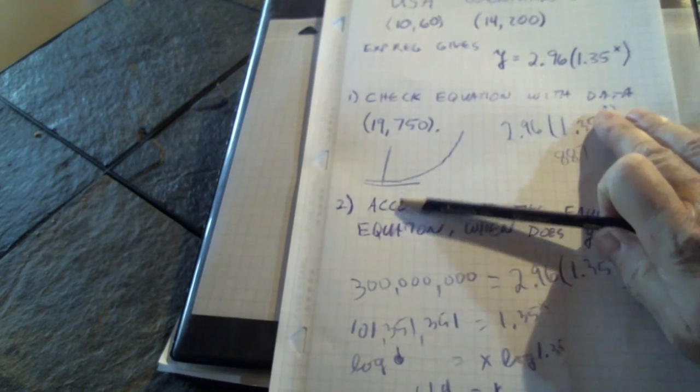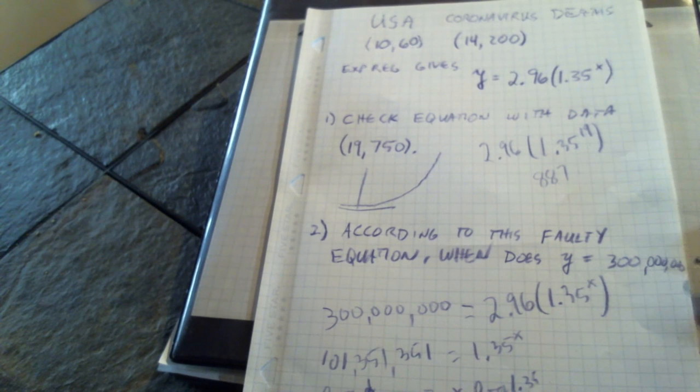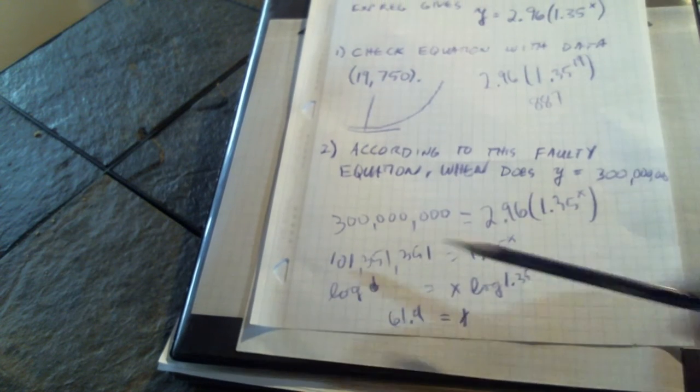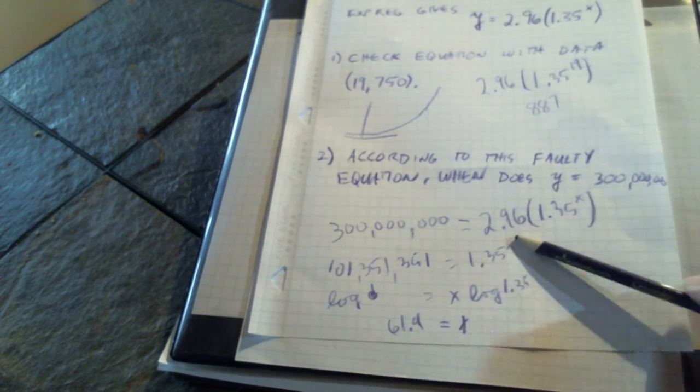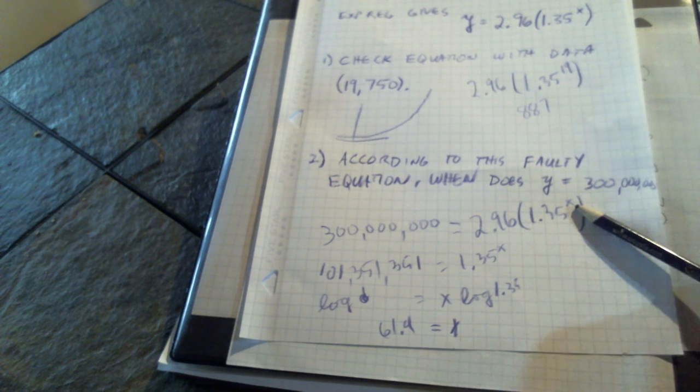All right, so according to this crappy model, though, let's just pretend we're using this model. When do we have 300 million dead? Which is a terrible thing to ask, but you get a surprising answer. Let's do the math for 300 million dead. So you have 300 million dead, 2.96 times 1.35 to the x, and you're solving for x. How do you know what to do? Well, x is in the exponent position.